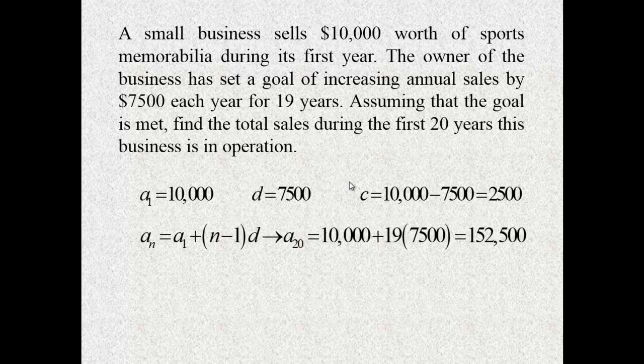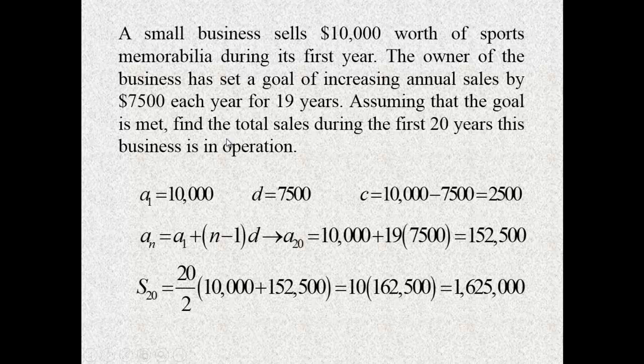It is the same. The question is, find the total sales during the first 20 years this business is in operation. So before you count S_20, you should count a_20 first. The first term is 10,000, and the common difference is 7,500. Just substitute in here, so you can count S_20. The answer is 1,625,000.